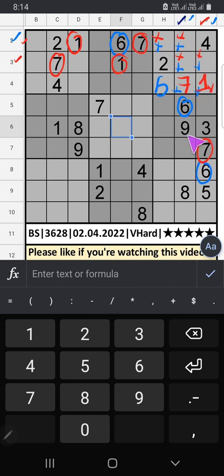Column I we have 8 and 9. So 8 and 9 can't come in these 2 cells. It will come in the other 2 cells. We will confirm later. Then third grid, only 2 numbers are remaining, 3 and 5. It will come in the other 2 cells. We will confirm later.